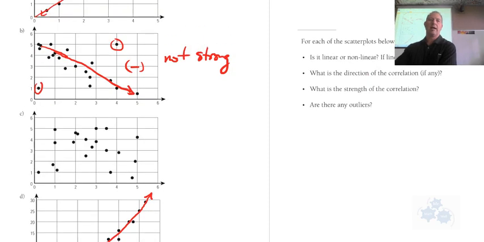And are there any outliers? Yeah, these two for sure. And then I don't know what you say about these. I don't know if you can call all those outliers. I don't think so. But these ones are obvious.